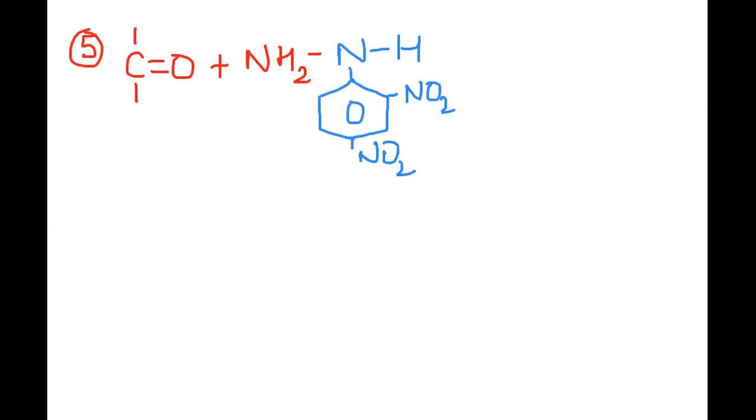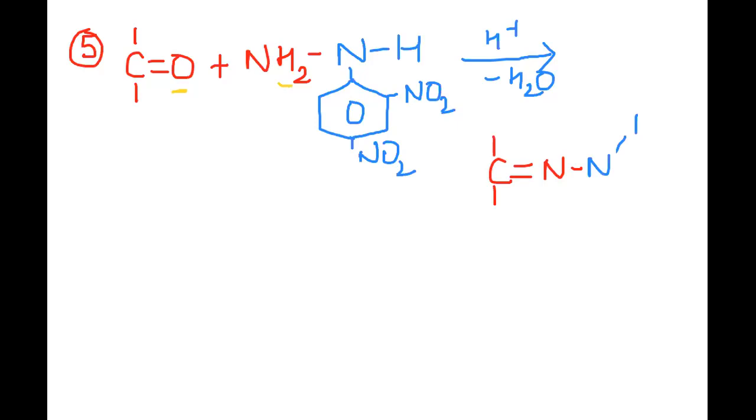Under the reaction conditions of H plus and losing a water molecule, children, however big the molecule, the reaction is between this and this being lost, as I told you earlier also. In this case, the compound obtained is C double bond N, then the attachment N, H, and this phenyl group remains as it is, and you get a 2,4-dinitrophenylhydrazone.